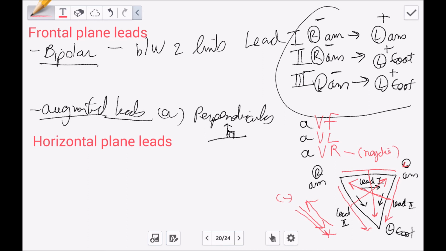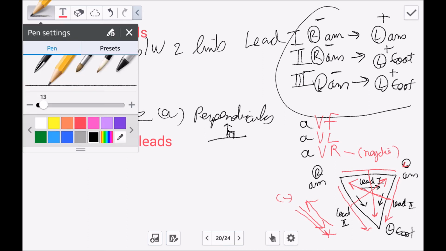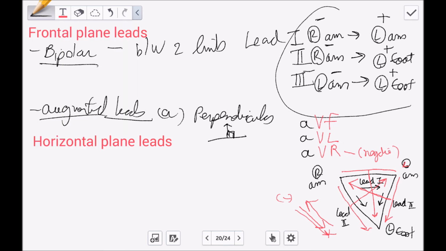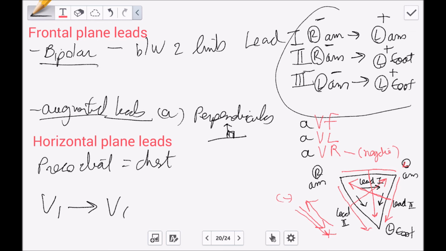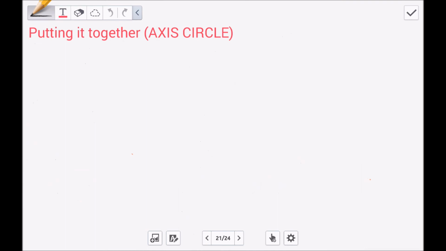Now that we got that, we have the horizontal plane leads. These are also called the precordial leads, which means the chest, and these are the leads from V1 to V6. We should explain that a little bit further. We're going to put it all together using the axis circle.